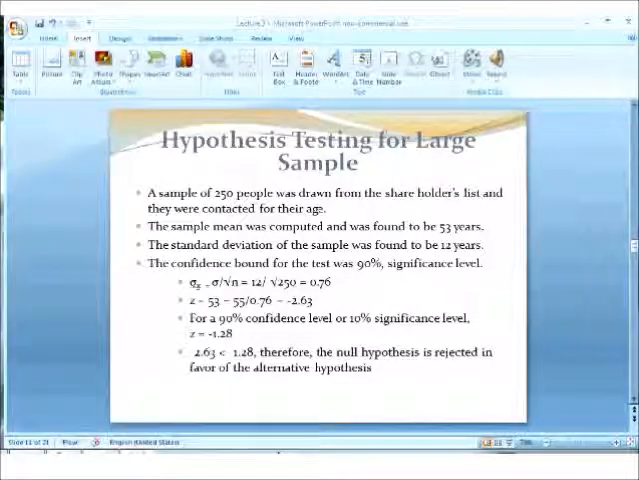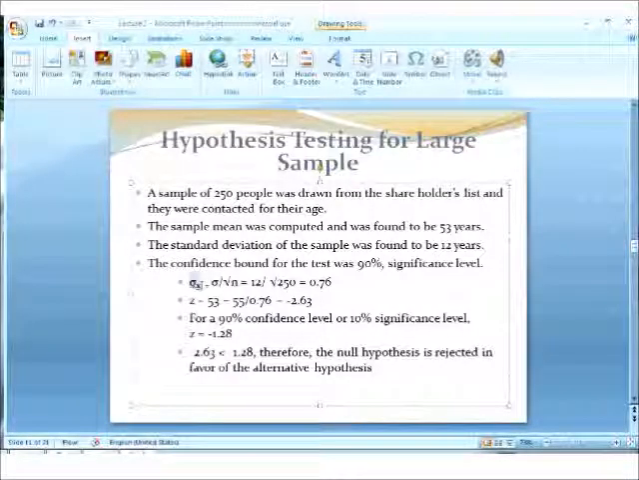So this is the computation for standard error, and the standard error is equal to the standard deviation divided by the square root of the sample size. So 12 is the standard deviation divided by the square root of 250, which gives 0.76. Then z is equal to x-bar, which is based on the data that they collected, minus mu, the mean value that they assumed, which is based on the hypothesis. So 53 minus 55 divided by 0.76 is minus 2.63. Now this is the z value which is computed.